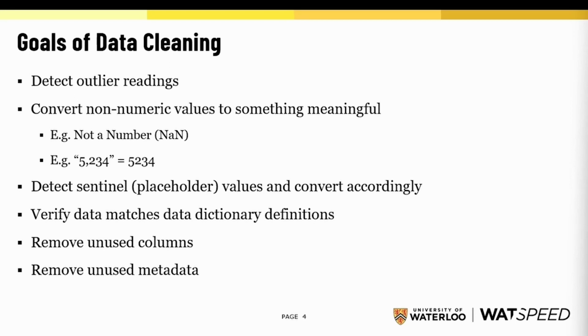Values that are in text format that have commas in them, for example, we can infer that 5,234 in North America could be interpreted as five thousand two hundred thirty-four, but perhaps in a different locale, that might be interpreted as 5.234. So part of our data cleaning is to make sure that our numbers are in the correct format. We may need to find sentinel or placeholder values and convert those into numeric values we can work with.